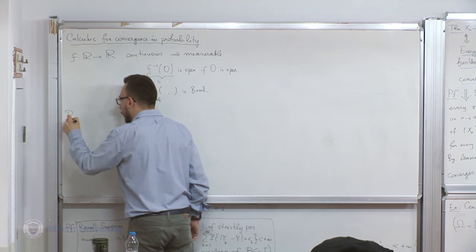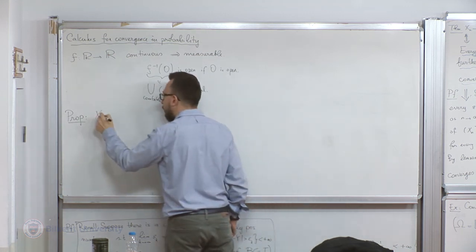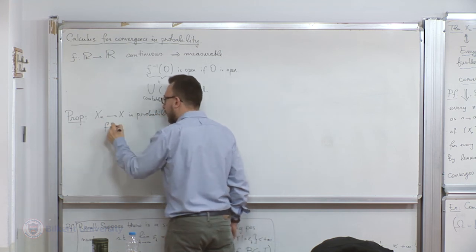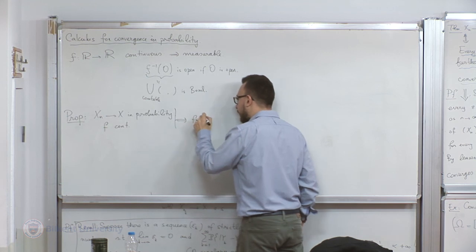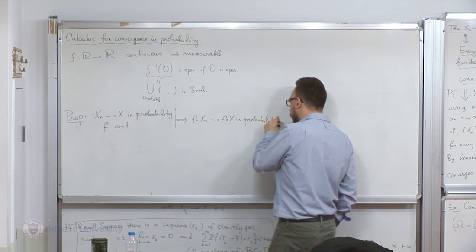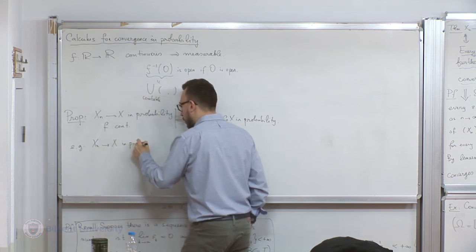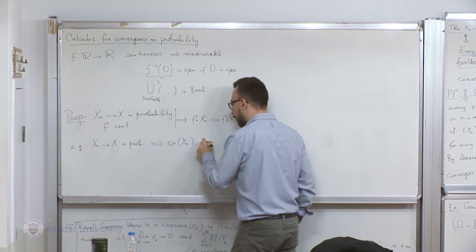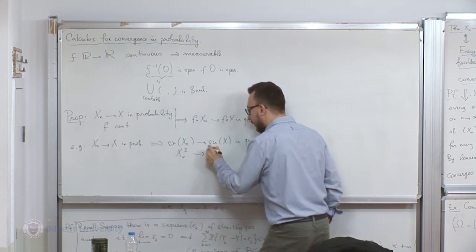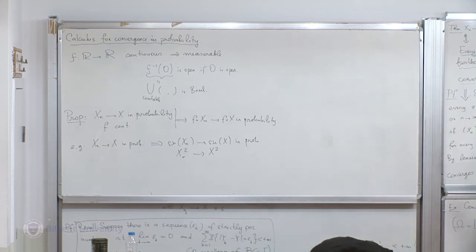So the only point of discussing this result is as follows. If you have Xn goes to X in probability, and f is a continuous function, then f of Xn converges to f of X in probability. For instance, if Xn goes to X in probability, then sine of Xn goes to sine of X in probability. Xn squared goes to X squared in probability. Things like that. Okay? So that's why it's useful.